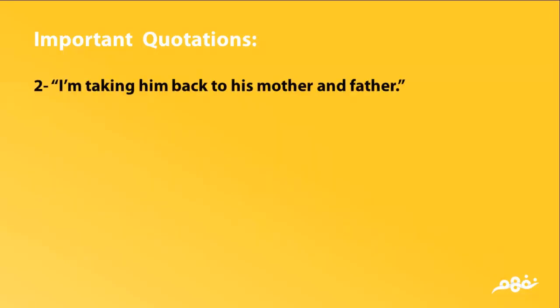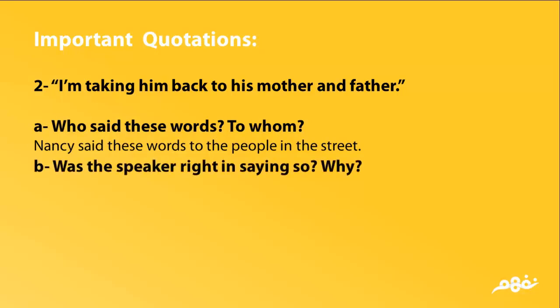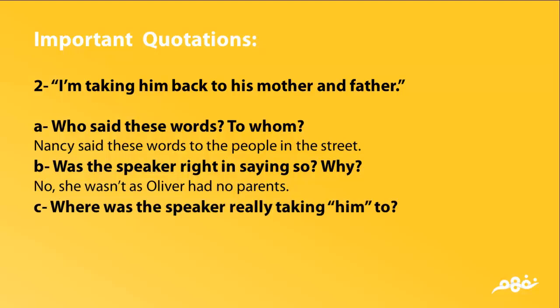"I'm taking him back to his mother and father." Who said these words and to whom? Nancy said these words to the people in the street. Was the speaker right in saying so, and why? No, she wasn't, as Oliver had no parents. Where was the speaker really taking him to? She was taking him to Fagin.